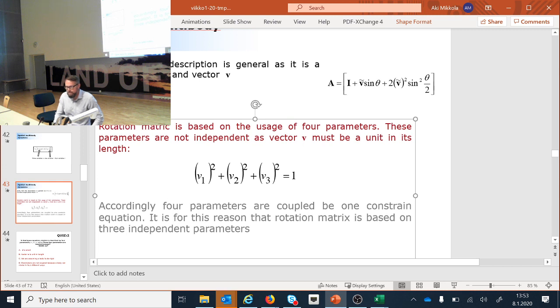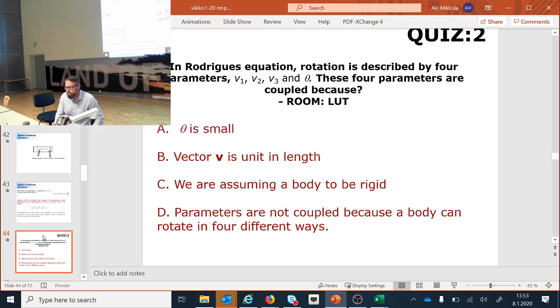Before you're leaving, this is what I'm planning to ask. In Rodrigues' equation, rotation is described by 4 parameters. These 4 parameters are coupled because theta is small, vector v is unit in length. We are assuming the body to be rigid. Parameters are not coupled because a body can rotate in 4 different ways. What is correct? B is correct.